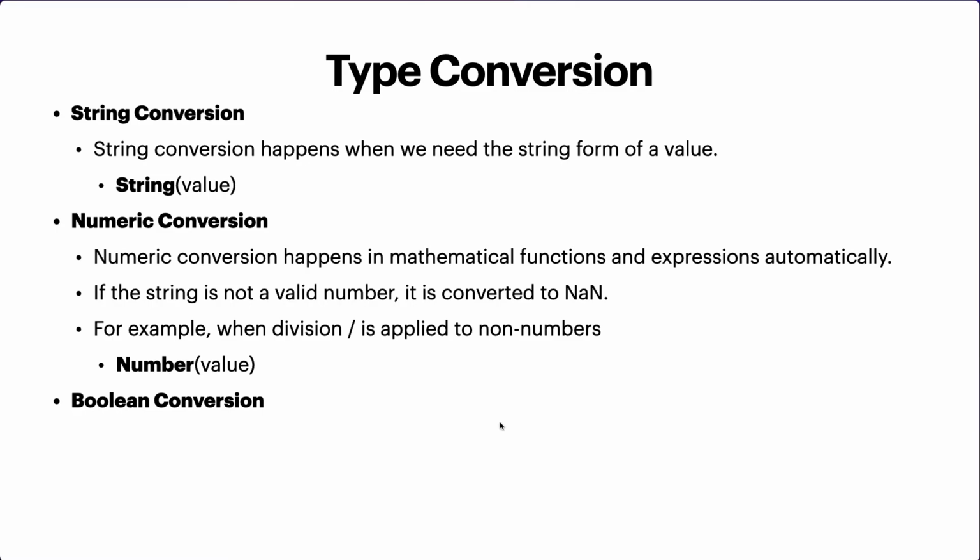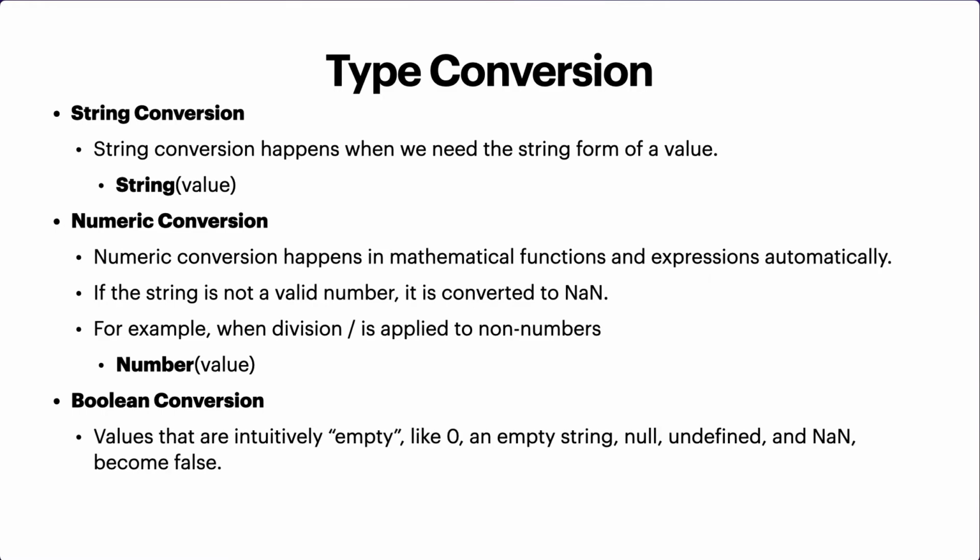Boolean conversion. We talked about string conversion and numeric conversion so far, but we also have Boolean conversion. Values that are intuitively empty, like 0, an empty string, null, undefined, and not a number, become false. Other values become true. So if we have a variable that has no value, or if it is 0, an empty string, null, undefined, or not a number, then it's always false. Let's see what it means.